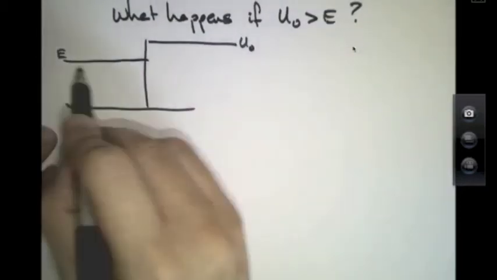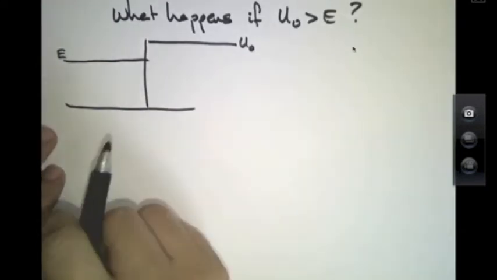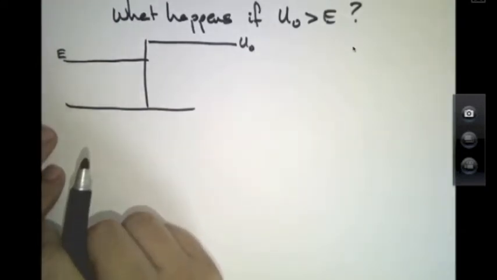Classically, this particle should stop right here and turn around. It should reflect off that barrier. It shouldn't be able to get through. But what happens quantum mechanically?